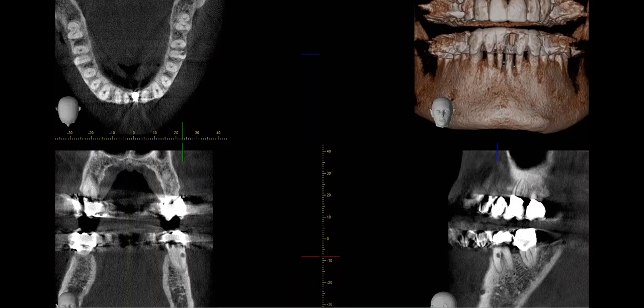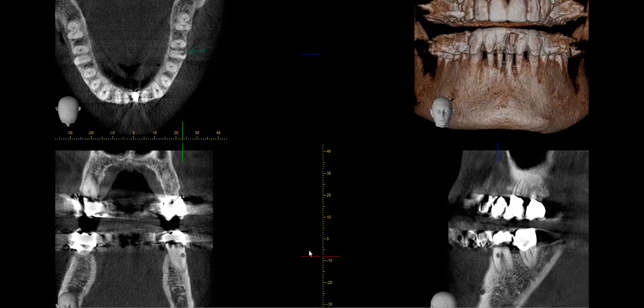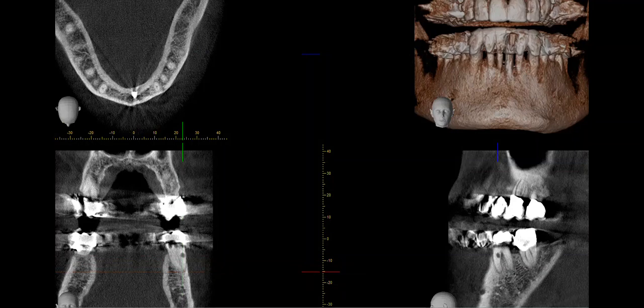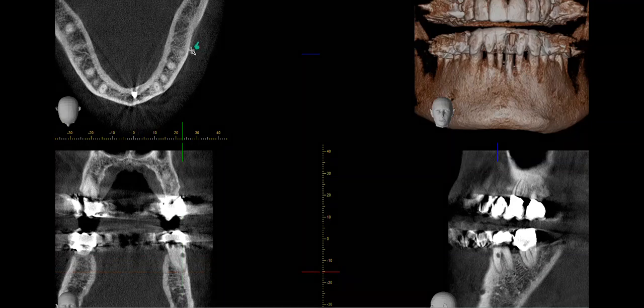As we proceed down the root towards the apex, we can see there's no evidence of apical pathology or infection down at the apex. And this is very typical of teeth with resorptive lesions.